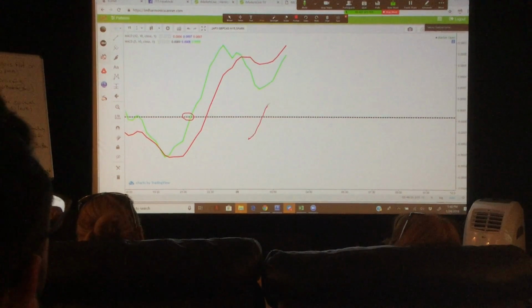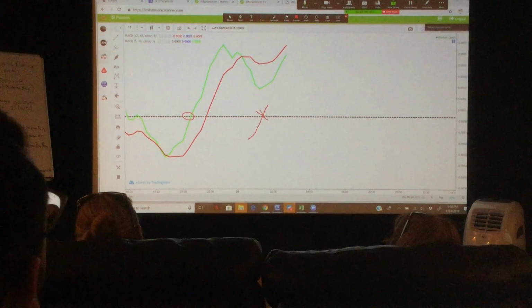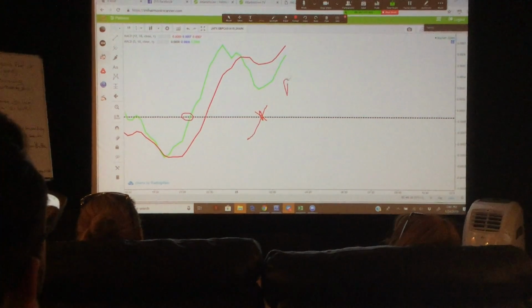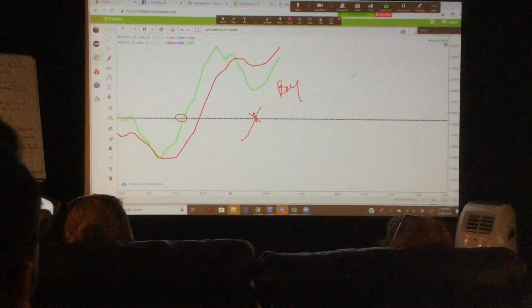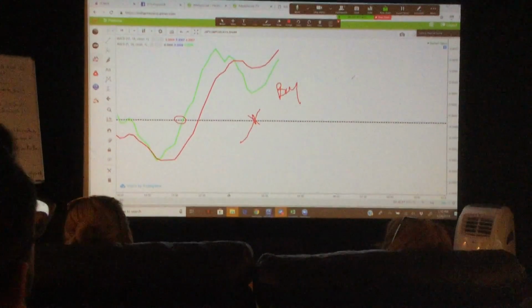When the green line goes up and it crosses right here, when the green line crosses the black line and goes up, it's buy. You see? At the point of the cross, there.